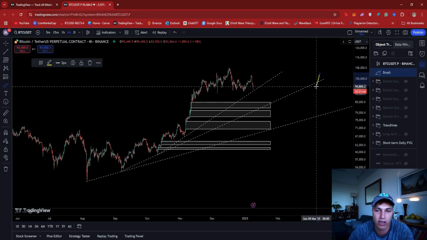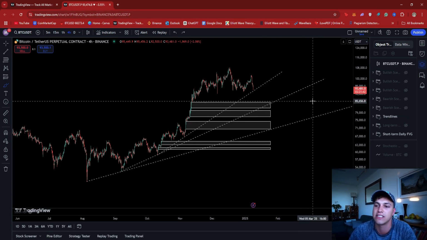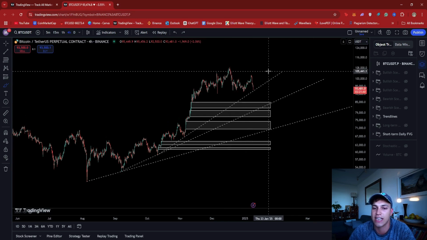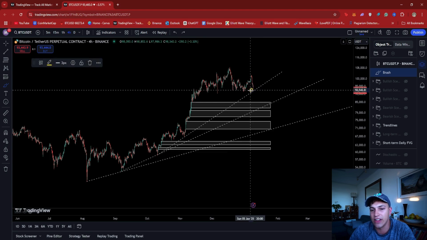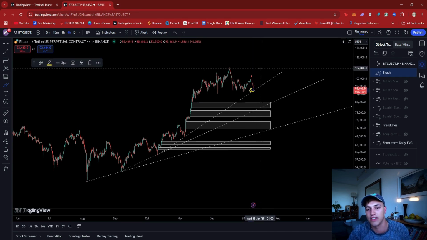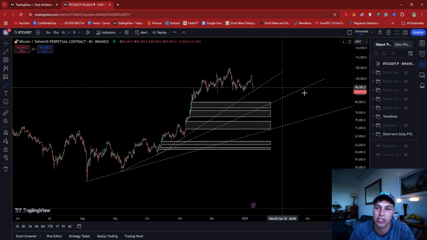We have quite volatile price at the moment, jumping between $93,000 and $94,000, which is really the deciding factor on this trend line. But let's see what happens.